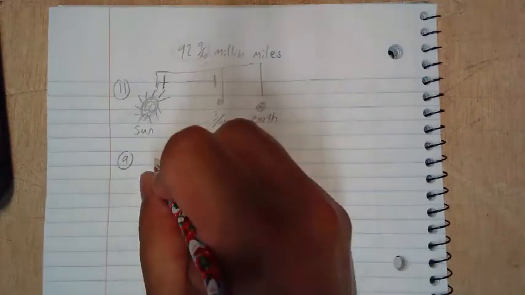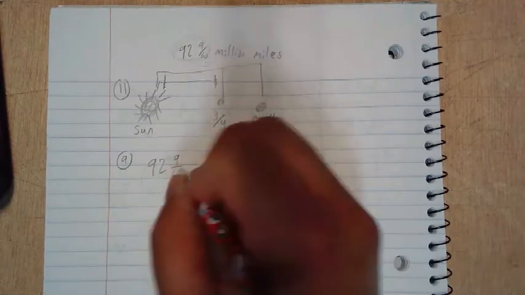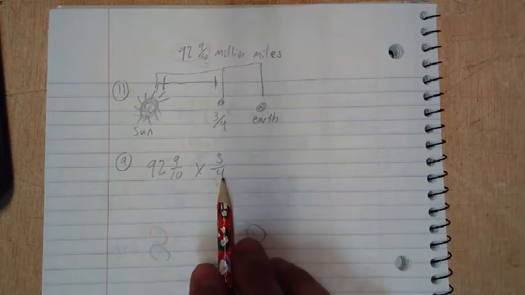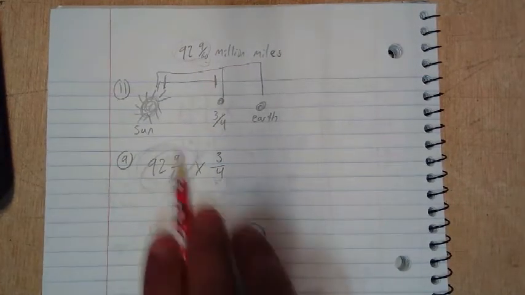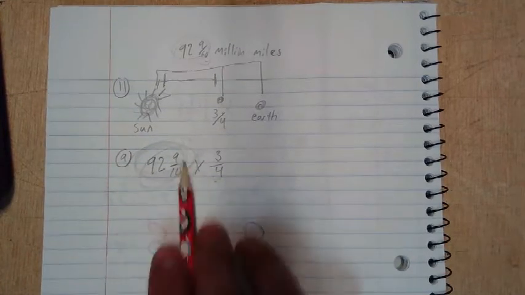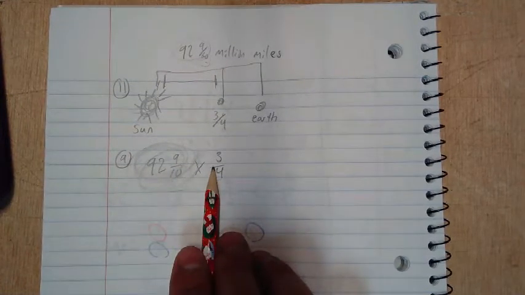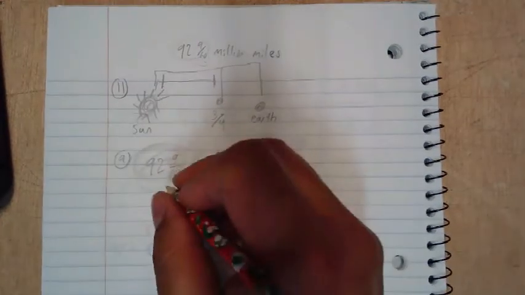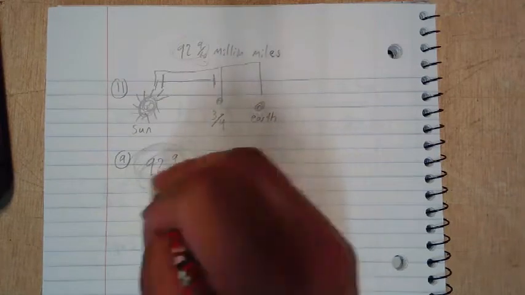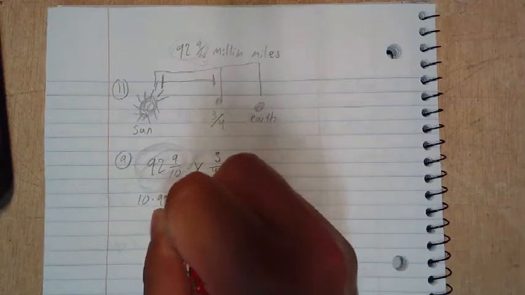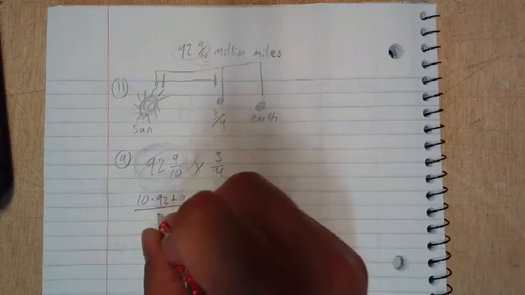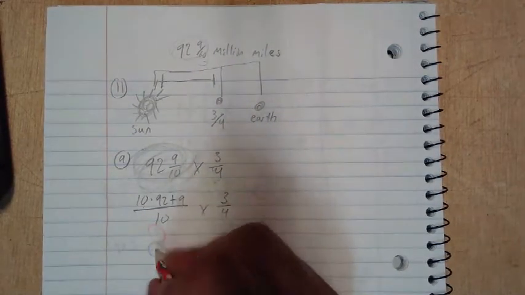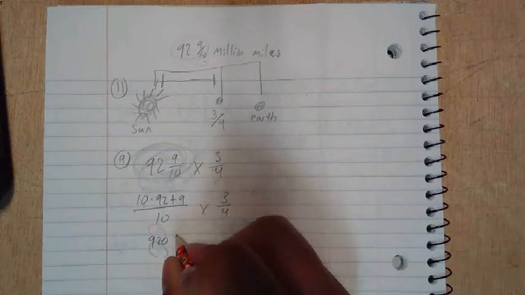When you're doing 92 9/10 times 3/4, this is saying you don't want all this distance. You don't want that. Okay? You don't want all this distance. You only want 3/4 of it. Okay? So the process is the same. Change mixed numbers to improper fractions. 10 times 92 plus 9 over 10. Okay, 10 times 92 is 920 plus 9.